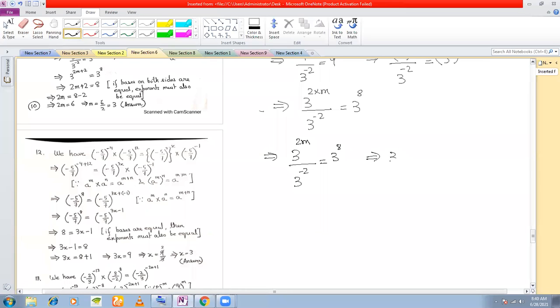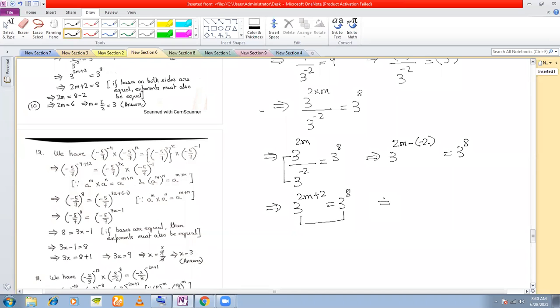That means you can write this as 3 to the power of, now see, this is a to the power of m by a to the power of n form, right? The bases are same here, right? That means what you can do? You can subtract the powers. You can write this as 3 to the power of 2m minus of minus 2 is equal to 3 to the power of 8, right? That means you can write this as 3 to the power of 2m plus 2 is equal to 3 to the power of 8.